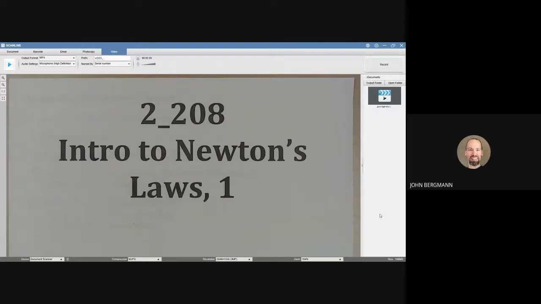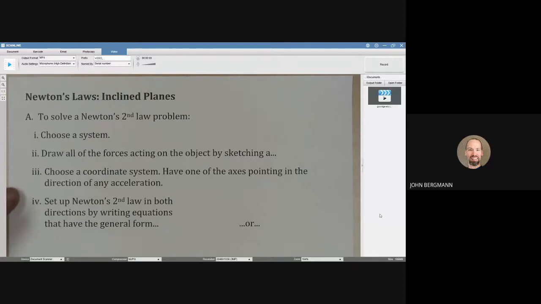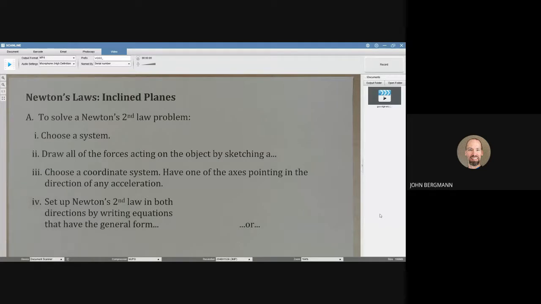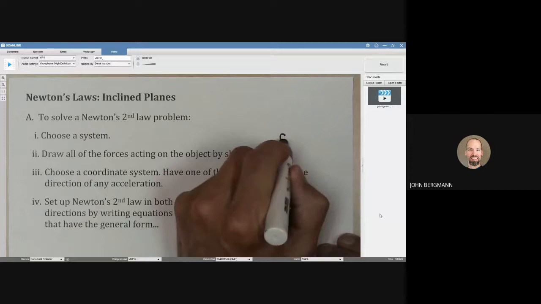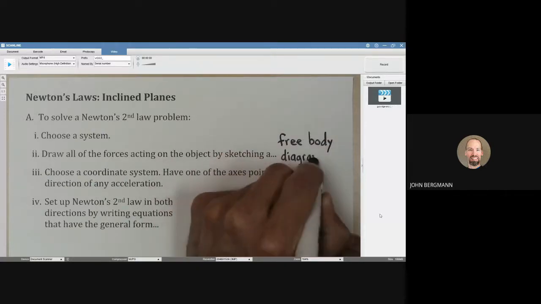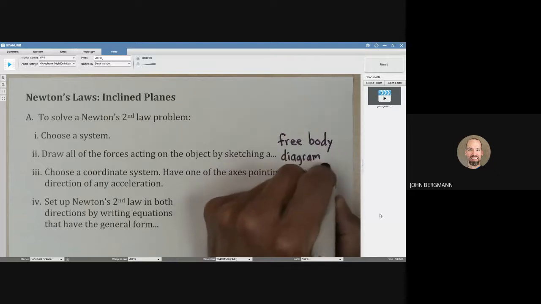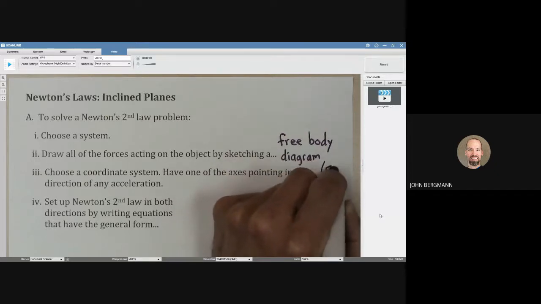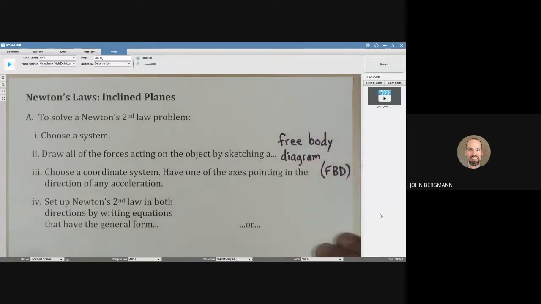This is Introduction to Newton's Laws 1. To solve a Newton's second law problem, we need to first choose a system, and then we need to draw all of the forces acting on the object by sketching a free body diagram, which I'm going to abbreviate from now on as just FBD, because it's quicker to write.